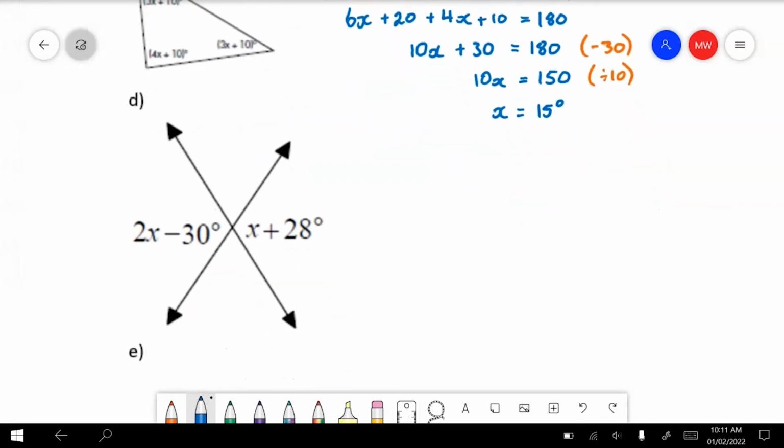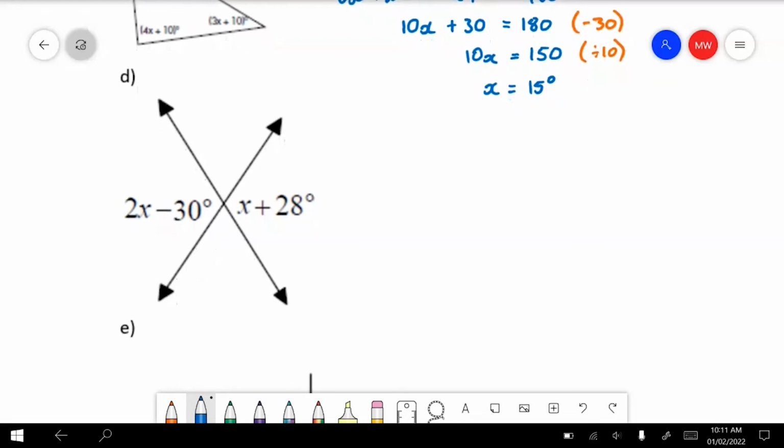All right, question 1D. These are called vertically opposite angles. So this angle is equal to this angle. This is just a little different because it's got algebra in it, just like the one above. Try not to think about it too much. If I know that those two are equal, that means that 2x minus 30 is equal to x plus 28. So in other words, vertically opposite angles are equal. Each of those is equal to one another.